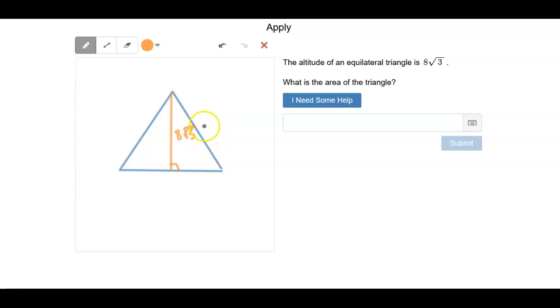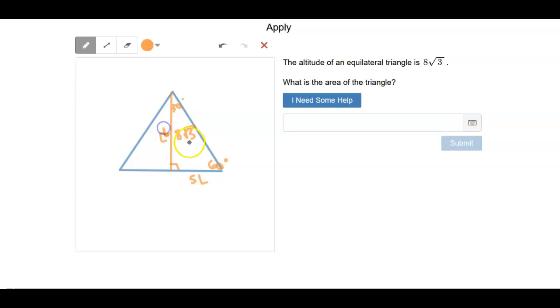Now remember, in an equilateral triangle, when we split it in half, we get a 30, 60, 90. So here's our 30-degree angle. Here's our 60-degree angle. Here's our 90-degree angle. So here's our short leg. And here's our long leg.